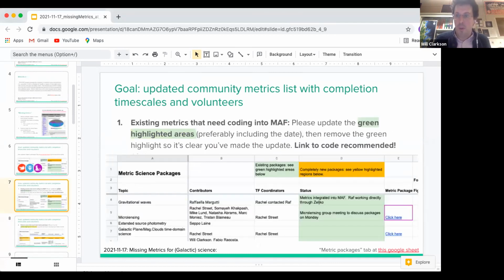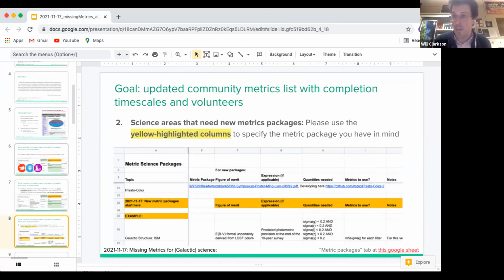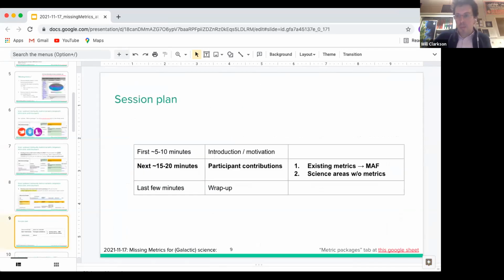So if you already work on a metric, it's helpful to update the spreadsheet with the status and a link to the code. If there's a new idea that you have that doesn't exist yet in a metric, as far as you know, it would be useful to specify that such that when you do talk to the Sims team, you have something useful to tell them that they can work with. So that's what I had to try to set the scene and help people have some context for discussions and efforts to come next.